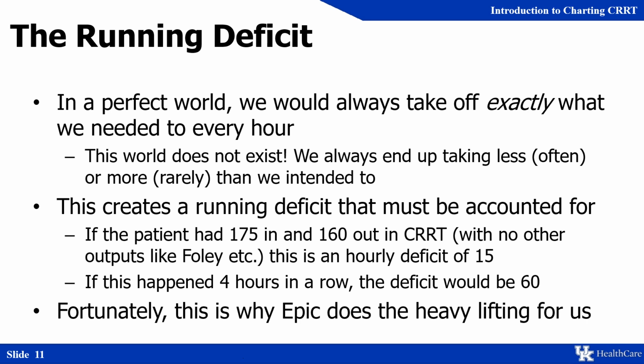In a perfect world, we would always take off exactly what we wanted to from our patient according to our prescription and goal, but obviously that world doesn't exist. We usually end up taking a little bit less than we need, or sometimes a little bit more than we need, and this creates a running deficit that needs to be accounted for in the next few hours or next many hours. So for example, if your patient had 175 milliliters in and you pulled 160 on your CRRT machine and your goal was to be even, you have created an hourly deficit of 15 cc's. And this is a pretty tame example. Usually it's a lot more than this.